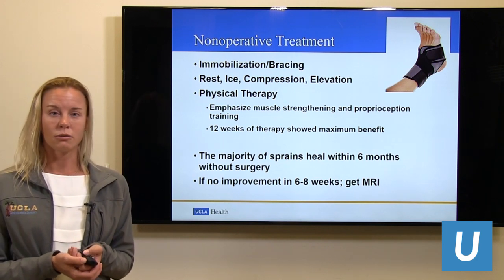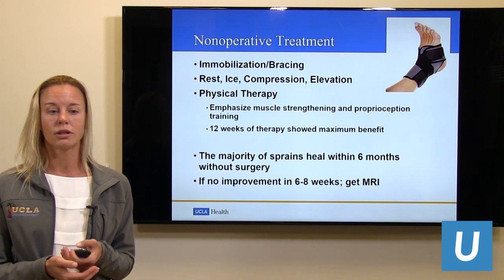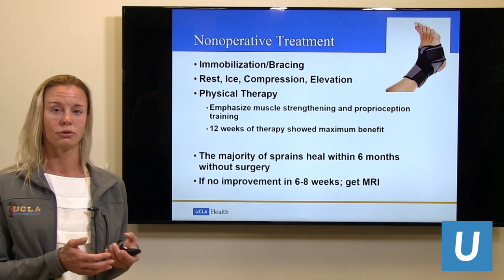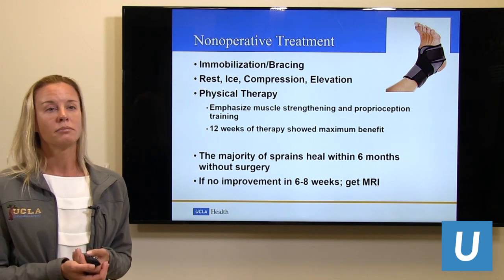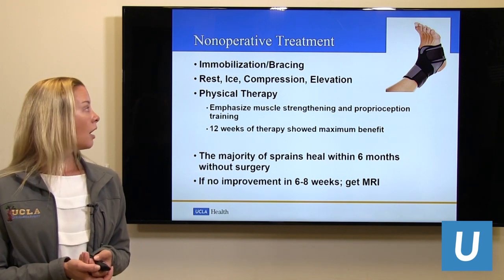Most of these always get treated with non-operative management initially. And so some people will put patients in a cast for a few weeks, some will just give you a boot or an air cast. If it's a grade 1 sprain, you usually just need an ankle brace.